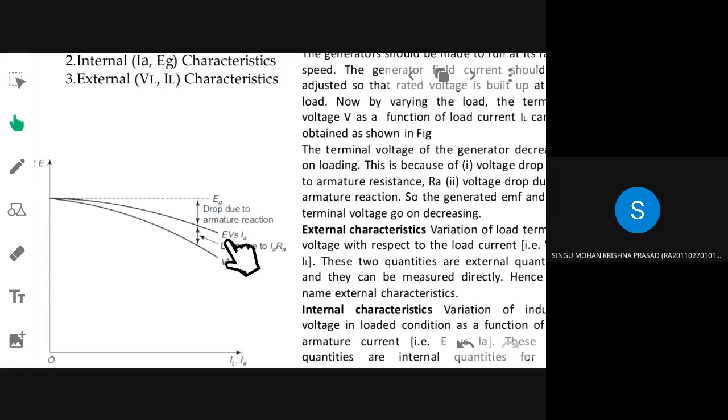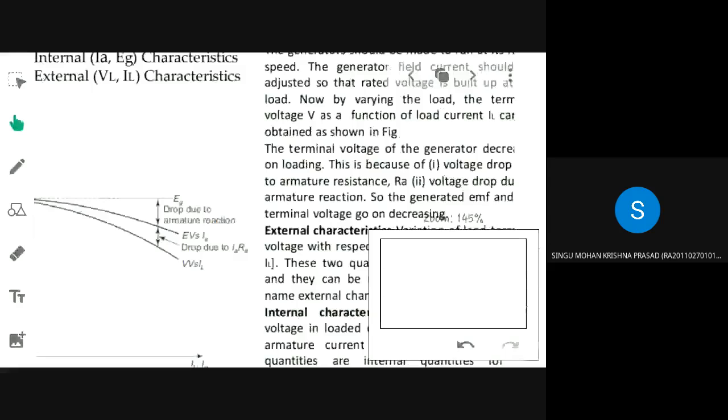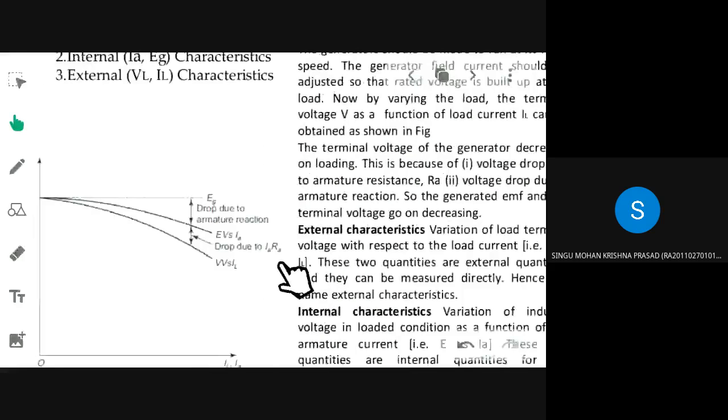If you draw E versus armature current, what will this characteristic be called? It has a small droop, because of the effect of armature reaction. And what is the name of the characteristics? Internal characteristics.